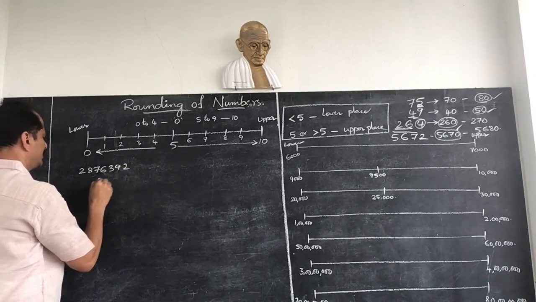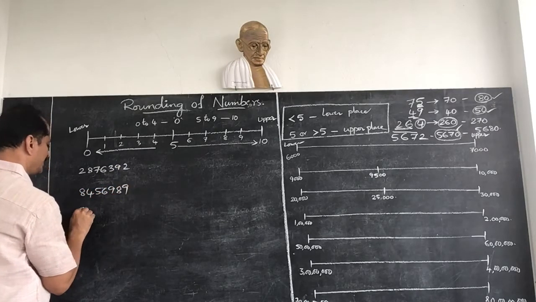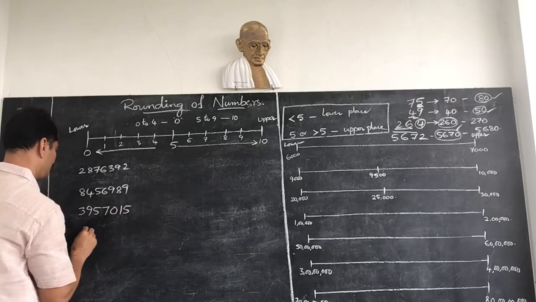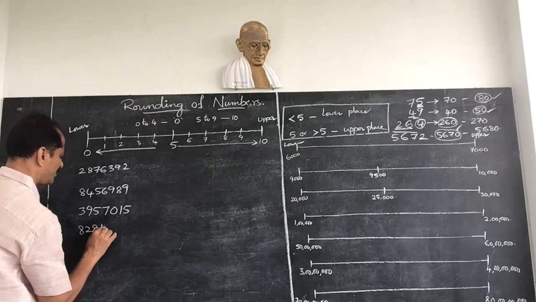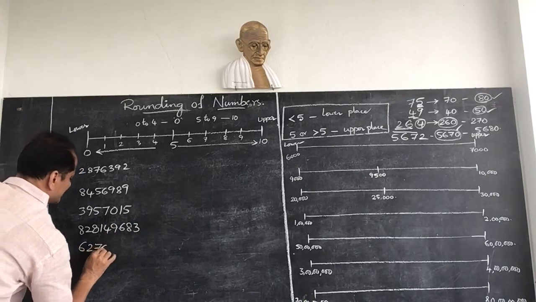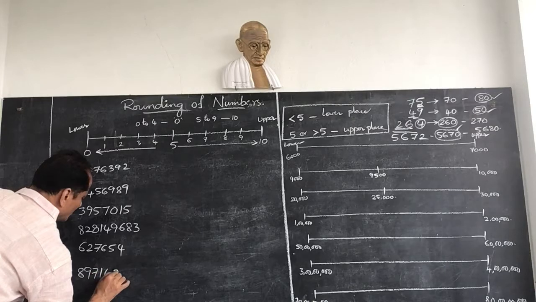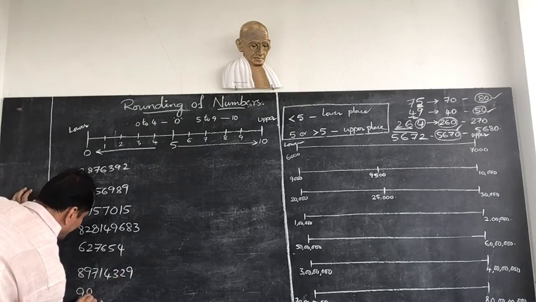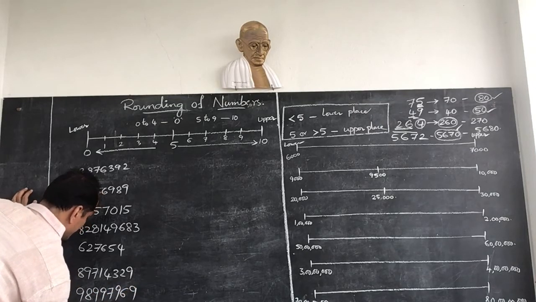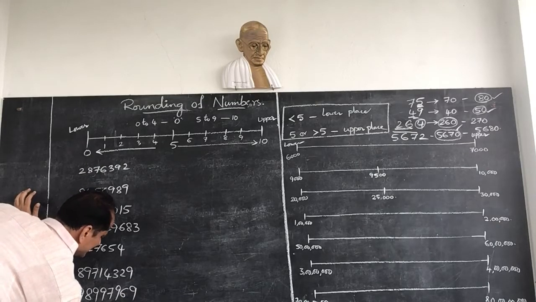2876392, 8456989, 395, 7015, 82814963, 627654, 89714329, 989-97969 329498.